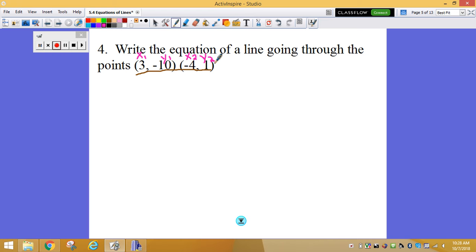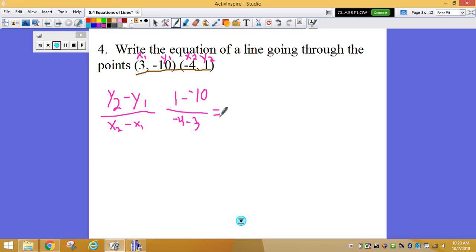Okay, well, remember I told you slope was a big concept. You're never going to get rid of it. We're going to see it a lot. Your formula for slope is y2 minus y1 over x2 minus x1. So let's plug in what we know. y2 is 1, minus y1 is negative 10. x2 is negative 4 and x1 is 3.